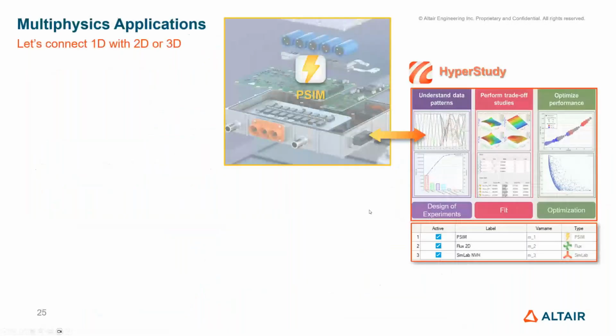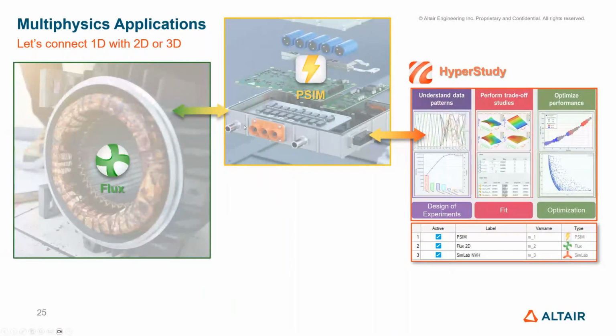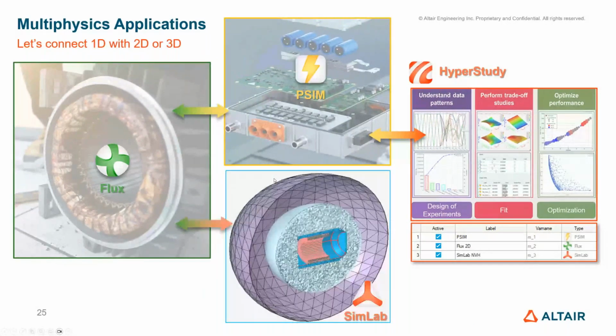And finally, what is very, very important is that HyperStudy can also act as the orchestrator for tool chaining. So you can add a PSIM project, then you can couple it with the outputs and inputs of a Flux project if you have a motor design or a transformer design, and you want to calculate the core losses in a high-power transformer with finite elements, for example. And you can also use SimLab, which is used for NVH analysis, and it's actually multi-physics. It has multi-physics solvers. You can also do CFD, you can do thermals, and so on.